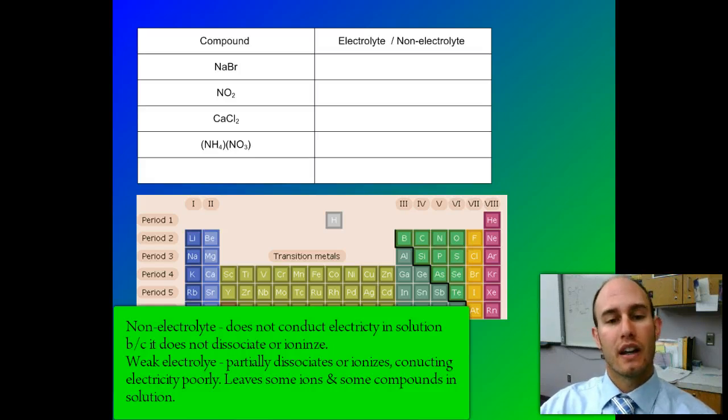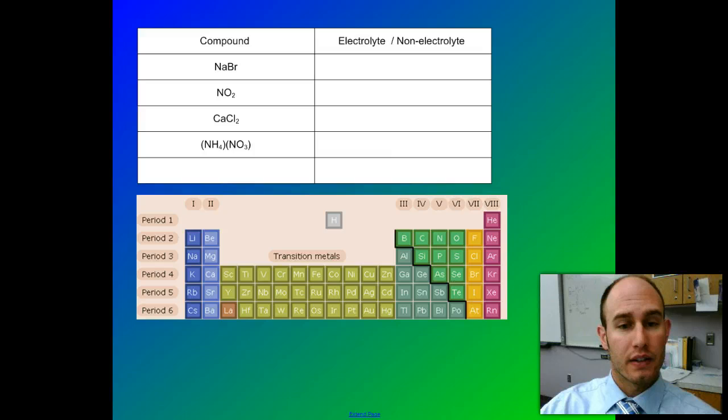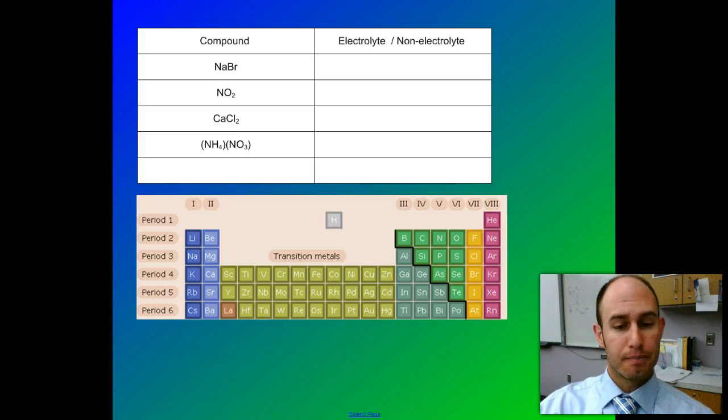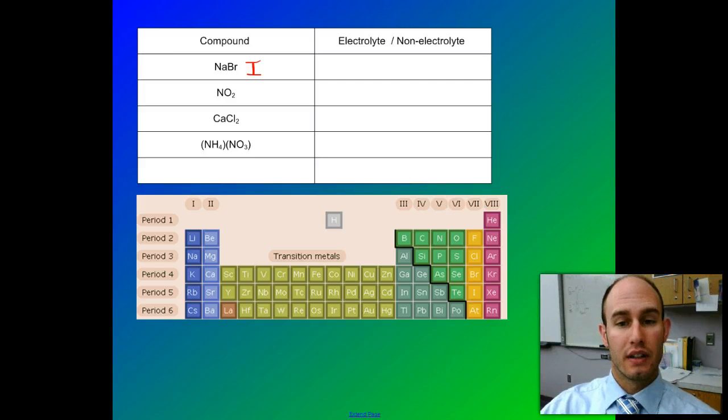So the way that we can identify whether each one of these compounds is an electrolyte or a non-electrolyte is to look at its chemical bonds. So here we have sodium bromide, and we see sodium is right here in group 1, and bromine is over here in group 17. So this is a nonmetal and that's a metal, and it's going to be classified as an ionic compound. So we would typically see that it's going to completely dissociate. So it's going to be an electrolyte.